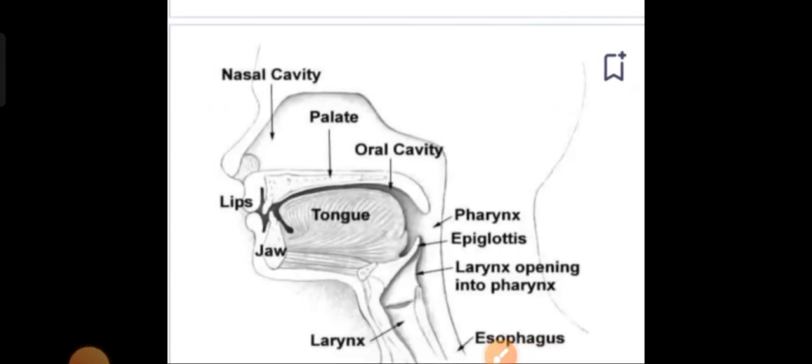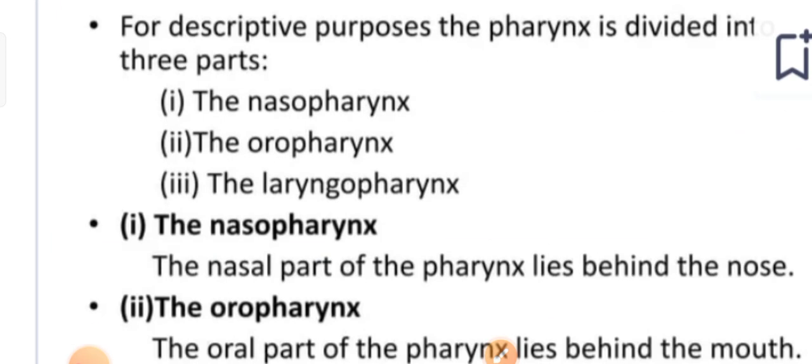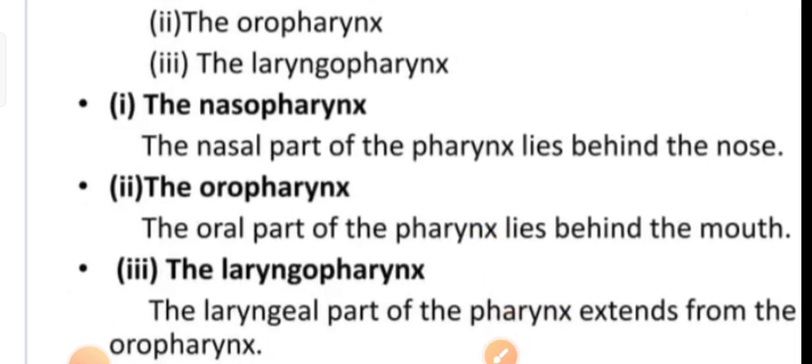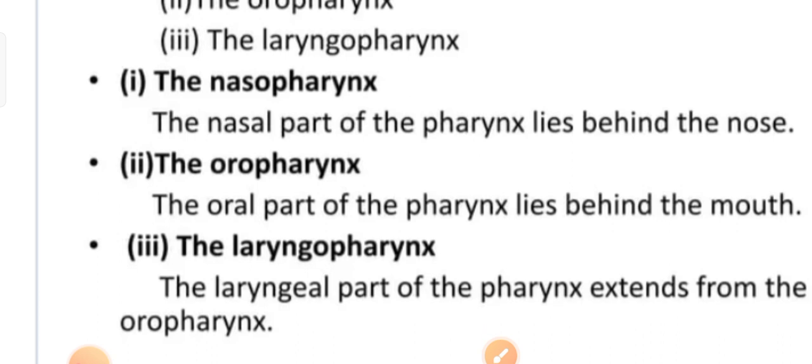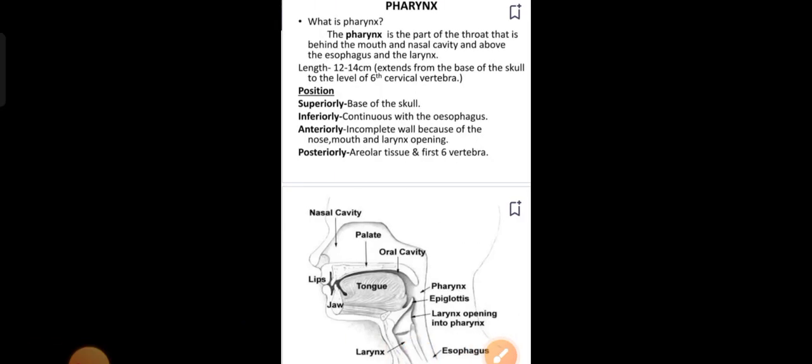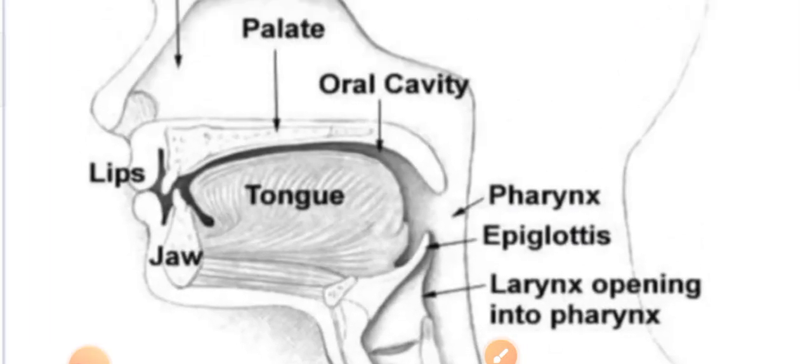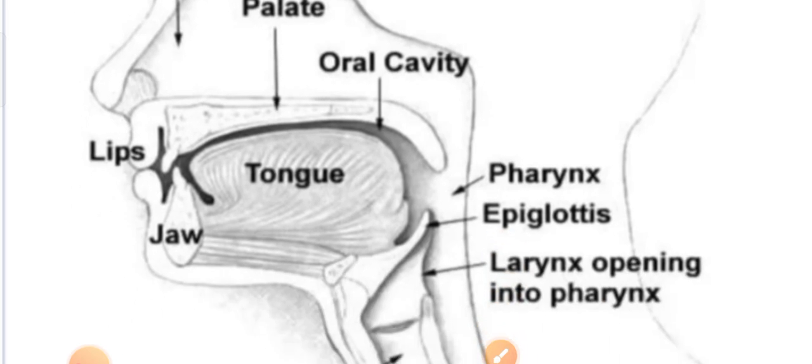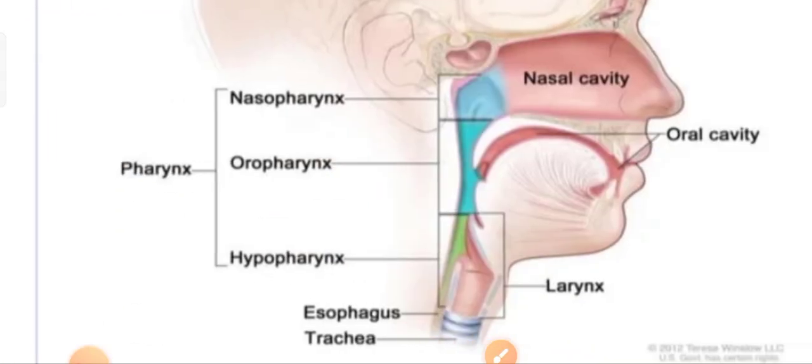So this is the structure of the nasal cavity. See here: nose, pharynx, epiglottis, larynx, esophagus, and everything. Here the pharynx is divided into three parts: nasopharynx, oropharynx, and laryngopharynx. The nasopharynx is behind the nose, the oropharynx is behind the mouth, and the laryngopharynx extends from the oropharynx.